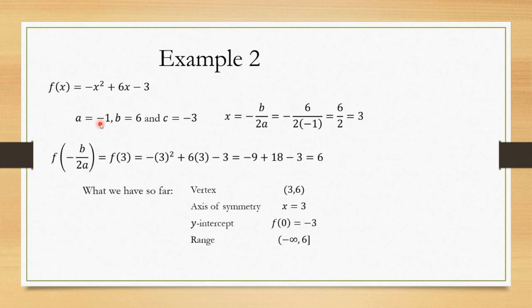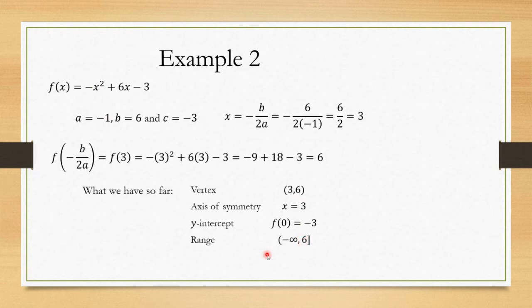And notice that a is negative, right? So the range of this function is going to go from minus infinity up to, including, the y coordinate of the vertex. I know we can always see this from the graph if we were to sketch the graph. But what's nice about this is you can actually get it without graphing.